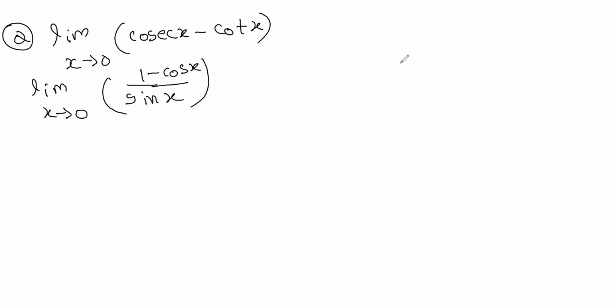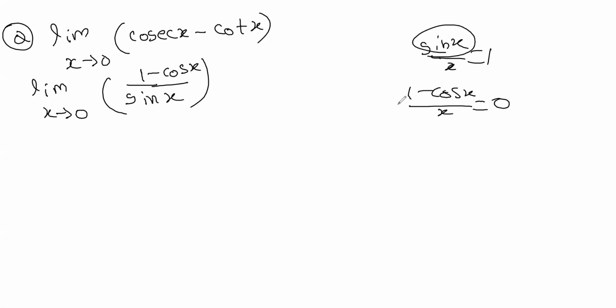Now what do we know? We know the limits, right? Sin x by x is 1, 1 minus cos x by x is 0. In both forms, there is sin x and there is 1 minus cos x. Just what you have to do is divide the total thing by x and multiply by x. That's it.